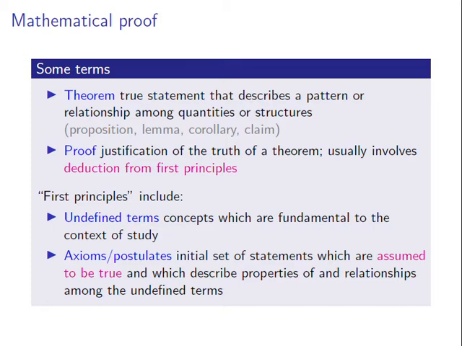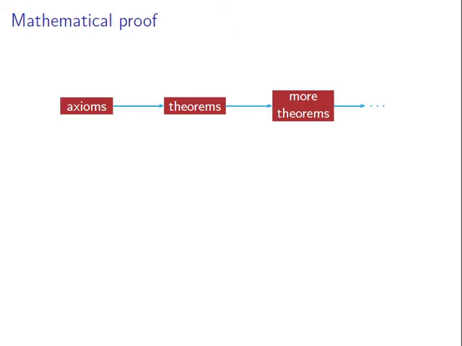For example, in Euclidean geometry, the concepts point, line, and plane are undefined terms. Their properties and relationships with each other are described by the axioms of Euclidean geometry that you learned in high school. In any mathematical theory, axioms are used to deduce theorems, which describe more complex properties of the undefined terms. These theorems, in turn, are used to deduce more theorems, and so on.